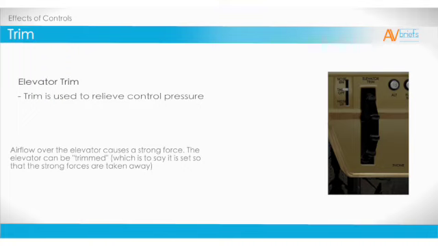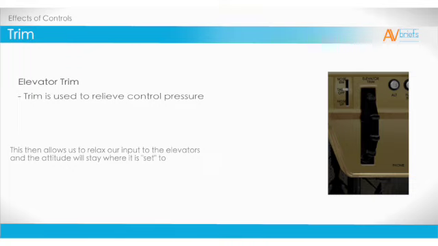Next we're going to look at the elevator trim. Trim is used to relieve control pressure from the elevator. Airflow over the elevator causes a strong force. The elevator can be trimmed, which is to say it's set, so that the strong forces are taken away. This then allows us to relax our input to the elevators, and the attitude will stay where it is set to.